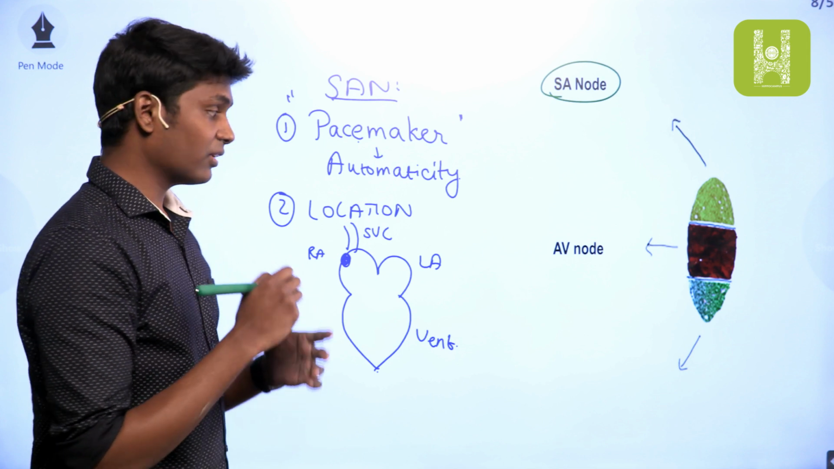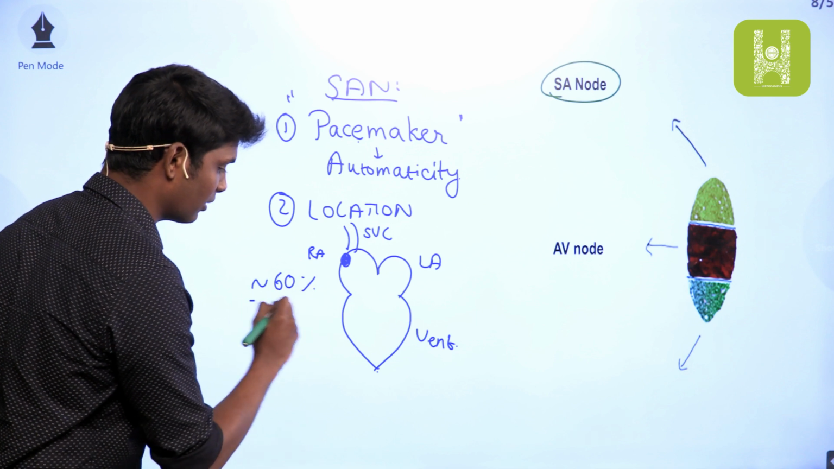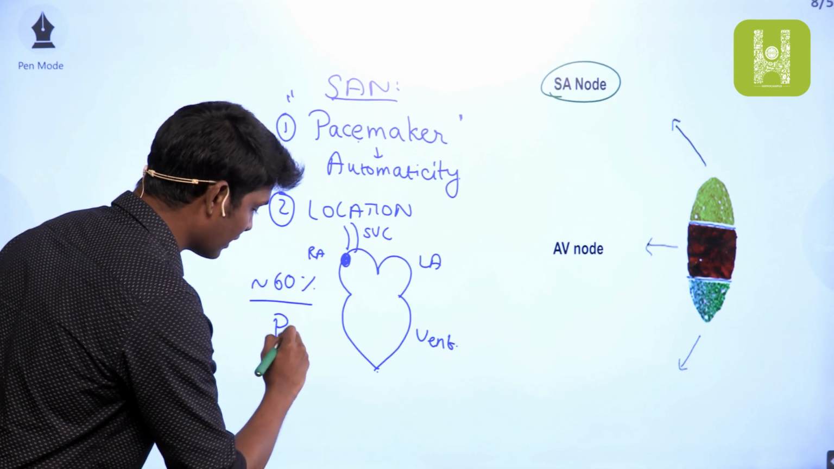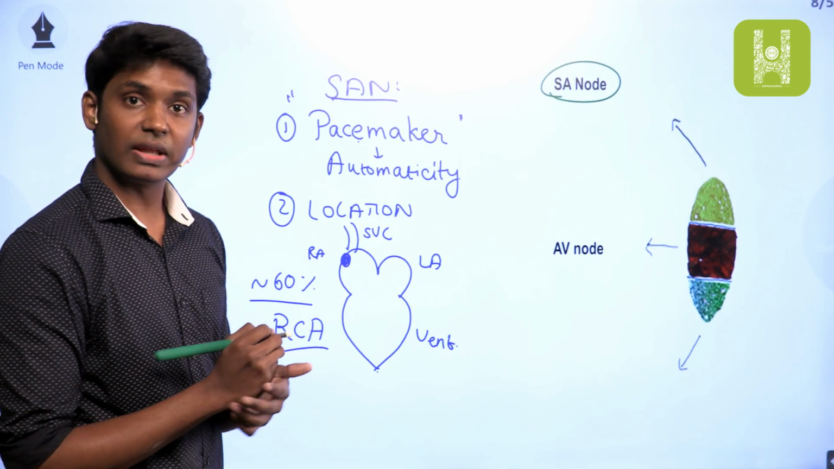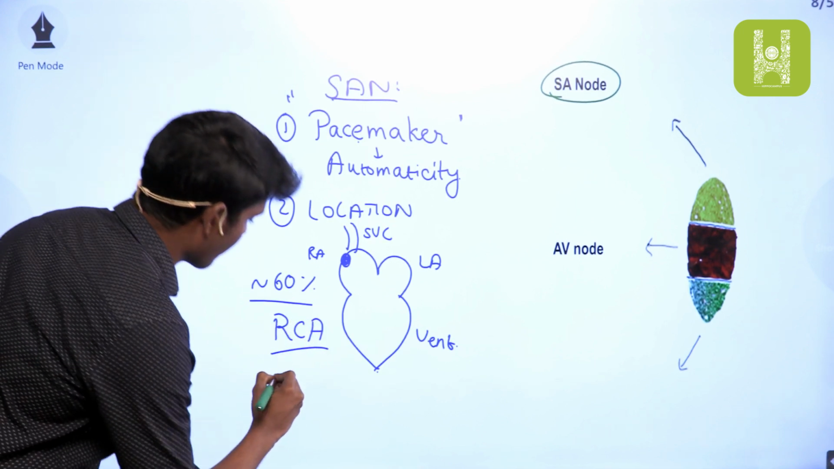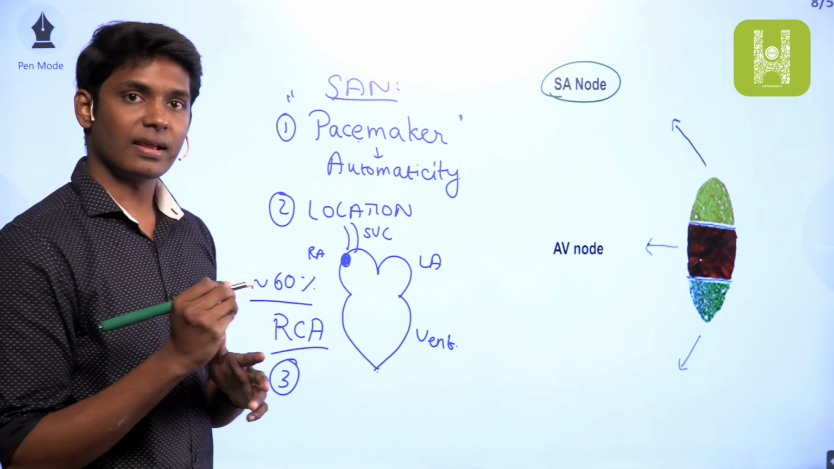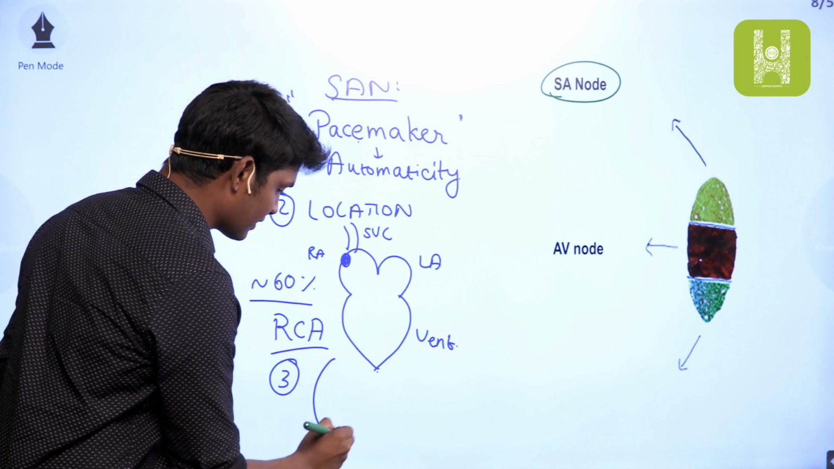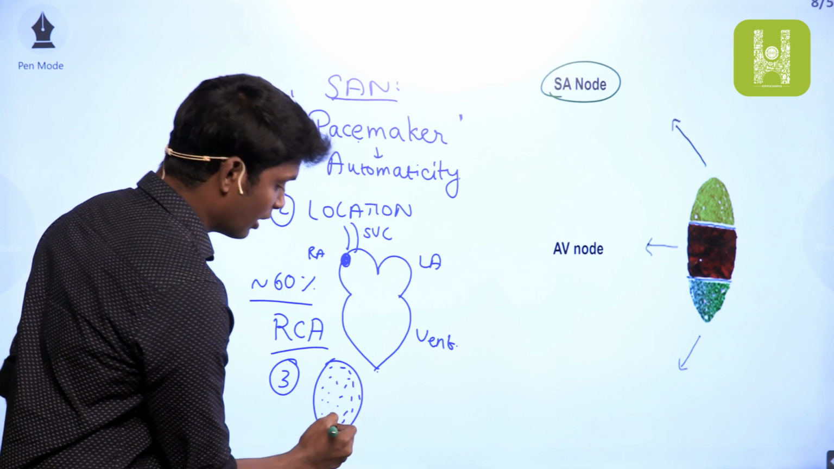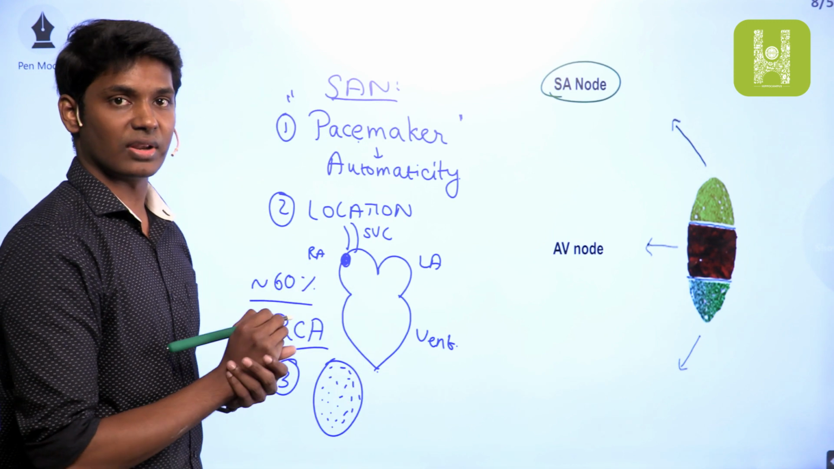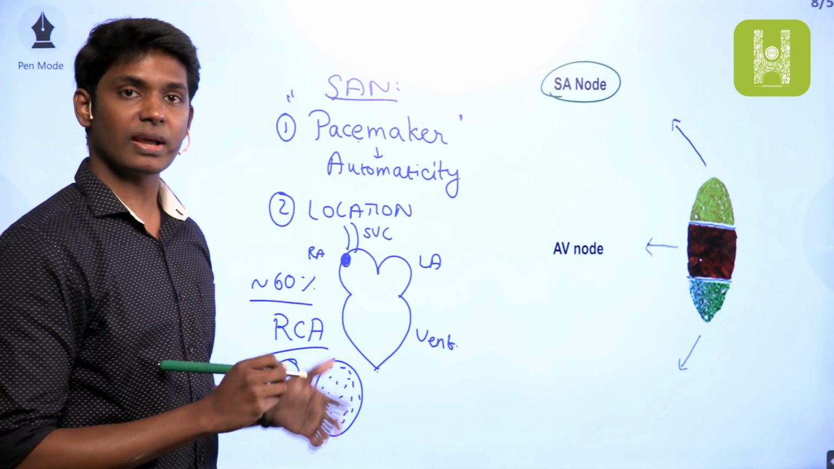How is it supplied? That is of very much importance, because around 60% of the time, the SA node is supplied by the right coronary artery. In the remainder, it is supplied by branches of the left coronary artery. And coming to the third important point, the cells of automaticity, the cells which fire spontaneously, are evenly distributed throughout the entire substance of the sinoatrial node. So these are the facts which you should always remember about the sinoatrial node, or the pacemaker of the heart.